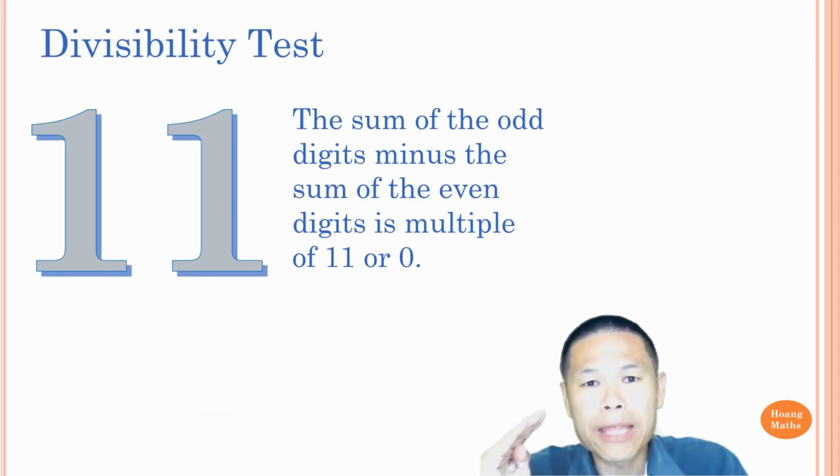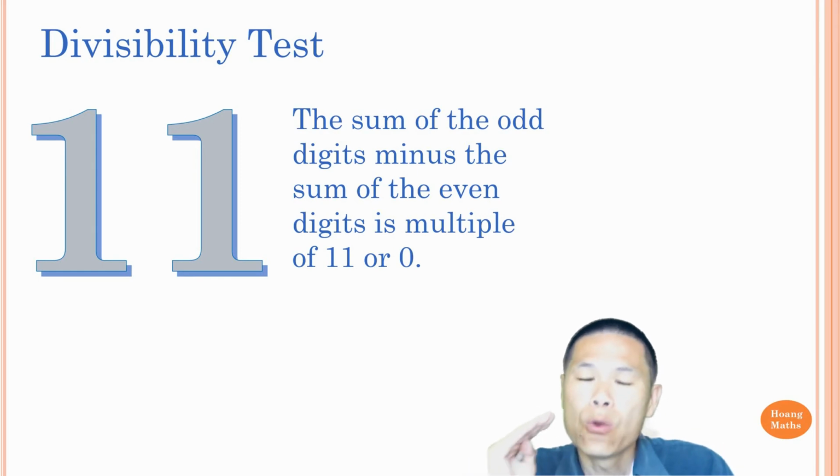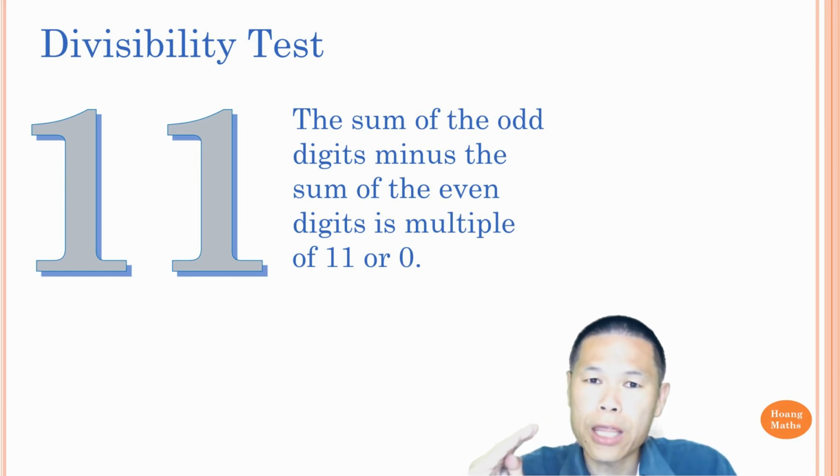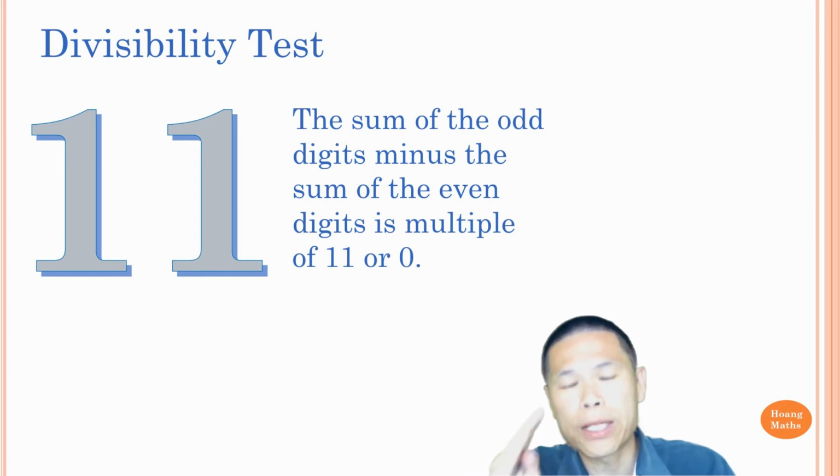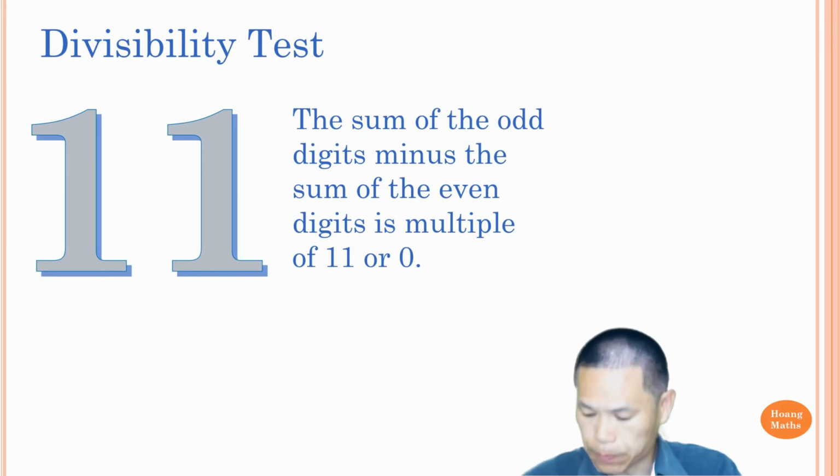Now for a number that is divisible by 11, we need to add all the odd digits together, and we add the even digits together, and we minus them. If the result is a multiple of 11 or 0, then it's divisible by 11. You will know what I mean when I go through a few examples.